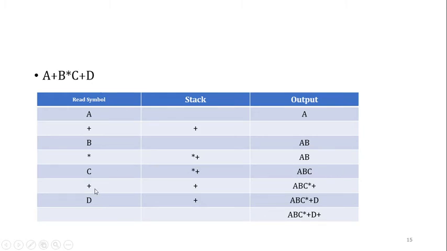Next plus comes, so we cannot insert plus directly. We will check star. Star has higher precedence, so we simply remove that. Next we have to check again. In the previous example we had only one element, but here one more element is there. We have to check again, and plus is there. That also has to be removed because of same precedence. Plus is removed. Now the stack is empty, so we just push that plus here.